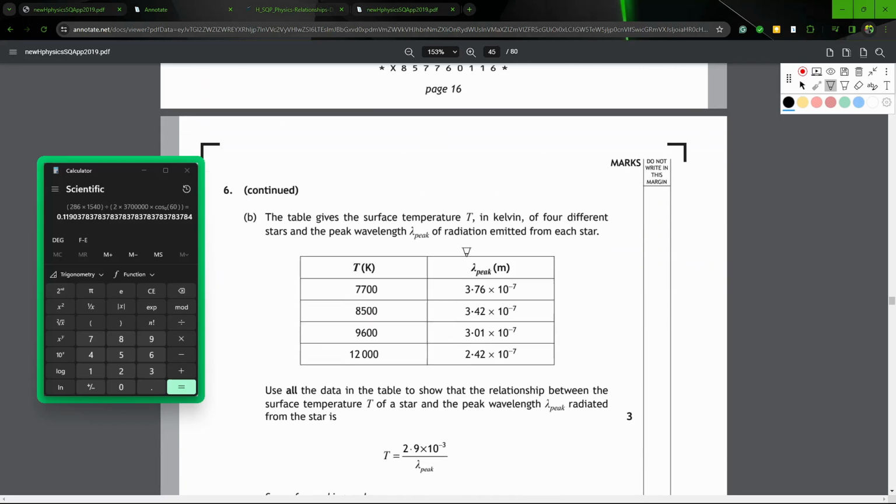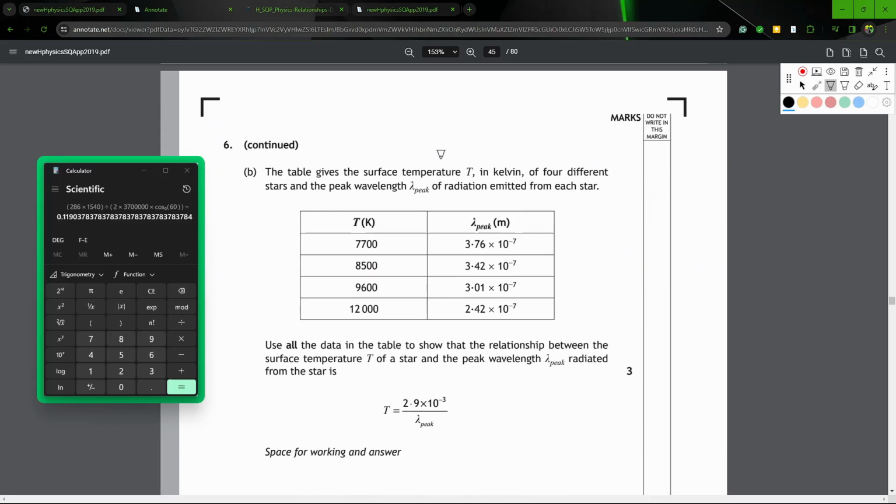Okay, there we go. 6b. The table gives the surface temperature T in Kelvin of 4 different stars and the peak wavelength of radiation emitted from each star. Use all the data in the table to show that the relationship between the surface temperature T of a star and the peak wavelength lambda peak radiated from the star is this.